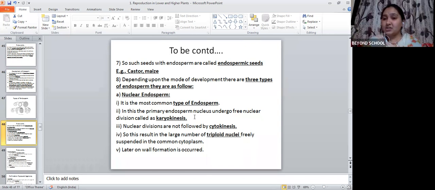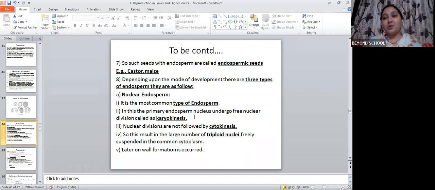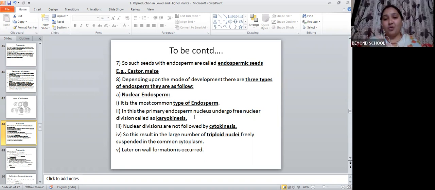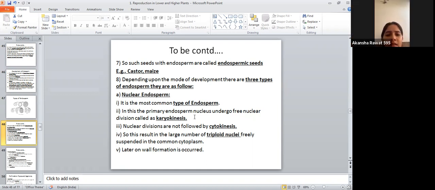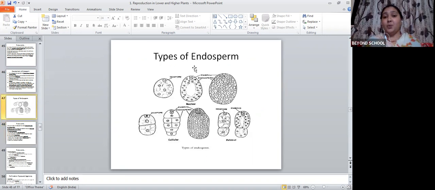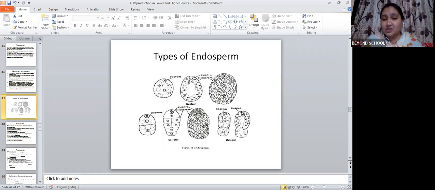Cyto is equal to, Akansha, just now I said, cell. Plasm means it is a house where all types of cells are formed, right? So it will be a part of the cytoplasm. This triploid nucleus, these three sets of nucleus, will be a part of that cytoplasm. All right. And later on, the wall formation occurs, meaning the endosperm wall formation has taken place properly. Now you understood why there is a presence of three nuclei over here.